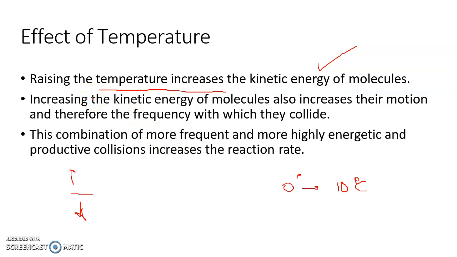Raising the temperature increases the kinetic energy of molecules up to a certain level. The increasing kinetic energy increases the motion of substrate and enzyme. Therefore the frequency of collisions between substrate and enzyme may increase. Clear? Therefore the frequency with which they collide increases. This combination of more frequent, more highly energetic and productive collisions increases the rate of reaction. Okay, but how far does it go?